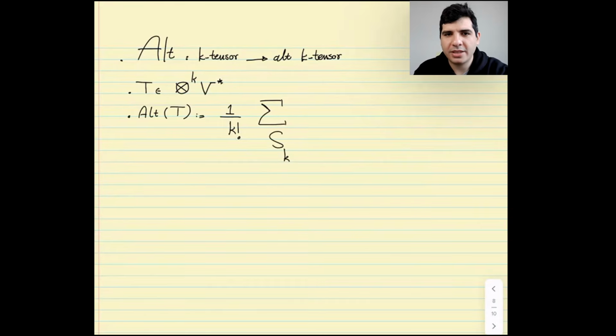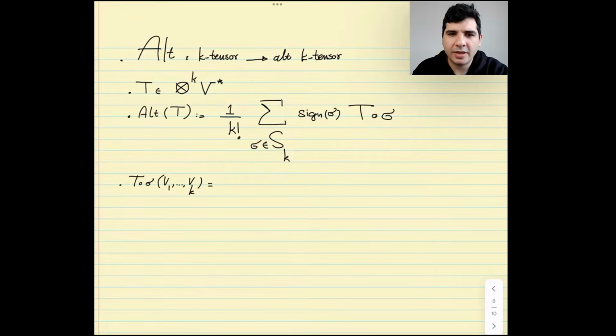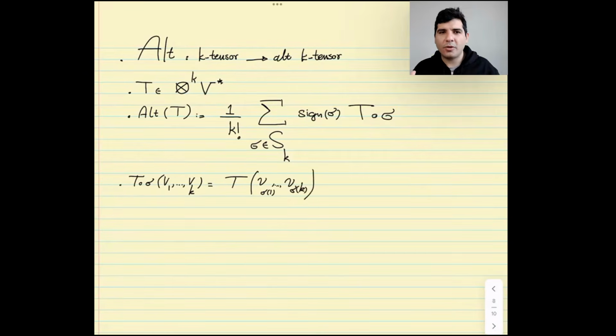Consider any permutation on k numbers. So S_k is the set of all permutations on k numbers. Consider the sign of the permutation and multiply that by T composed with the permutation. What do I mean by T composed with the permutation? This is just a notation. So T∘sigma, if you plug in v1 to vk, I define it to be T of v_sigma(1) up to v_sigma(k). So taking the sum over all these, dividing by k factorial, that would be the definition of Alt of T.